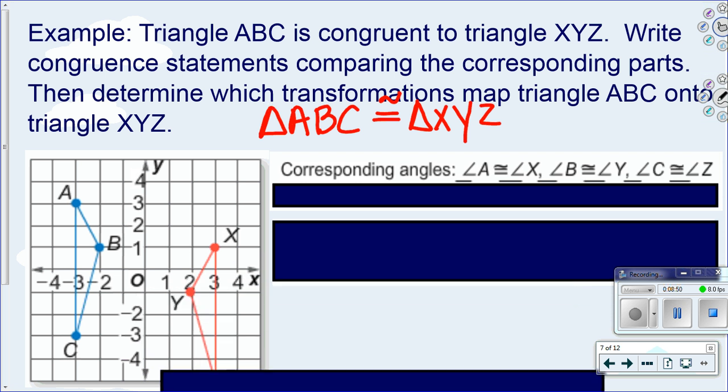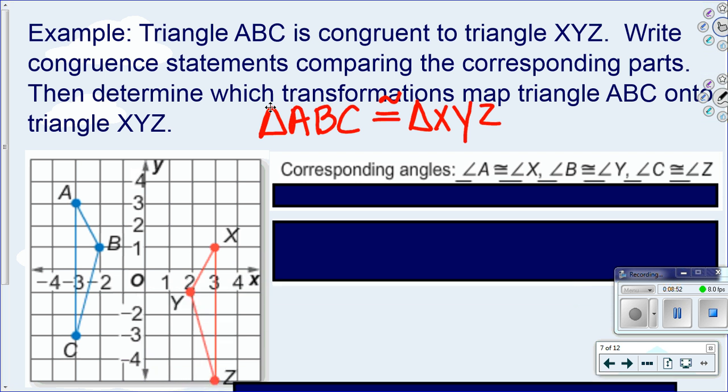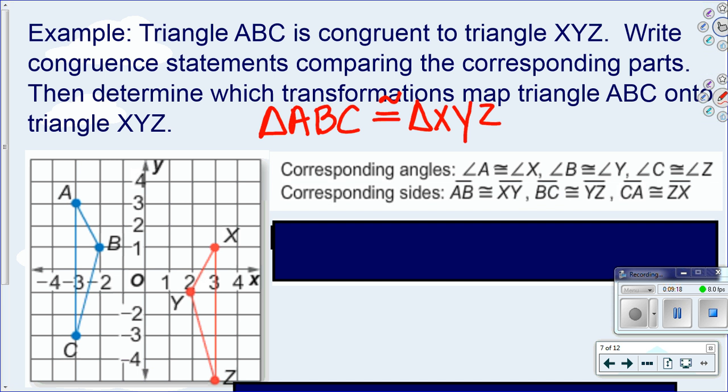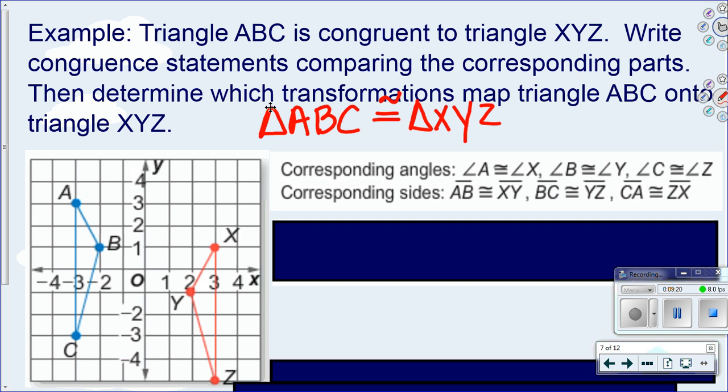Very good. Okay. Now what about the sides? Somebody give me a pair of congruent sides. AB and XY. AB is congruent to XY. Excellent. Hannah? BC is congruent to YZ. Good. And our last one, Tatiana? AC is congruent to XZ. And they are all located right there as well.